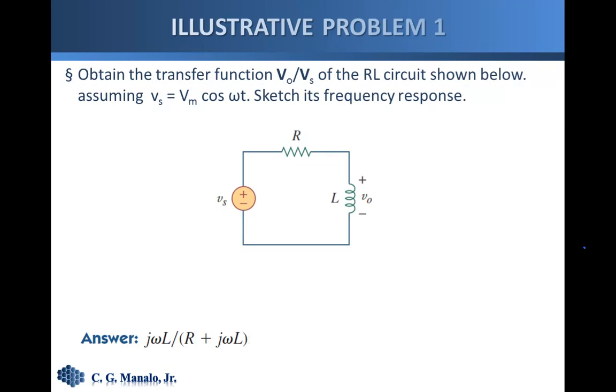So let's apply this to a specific example. Let's say we have an RL circuit, a series RL circuit, and let's say we take our output across the inductor. This circuit is stimulated by a sinusoidal function, v sub s equals Vm cosine omega t. So let's obtain the transfer function V naught over Vs, where V naught again is the voltage across the inductor.